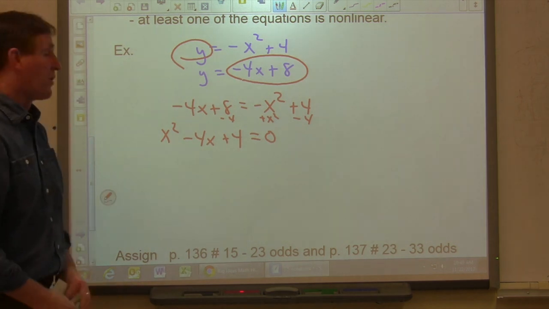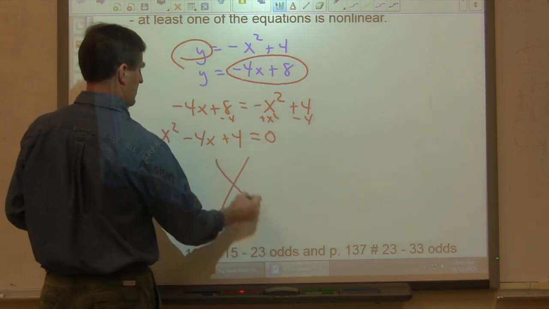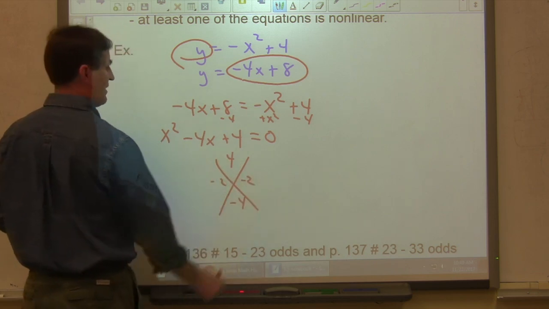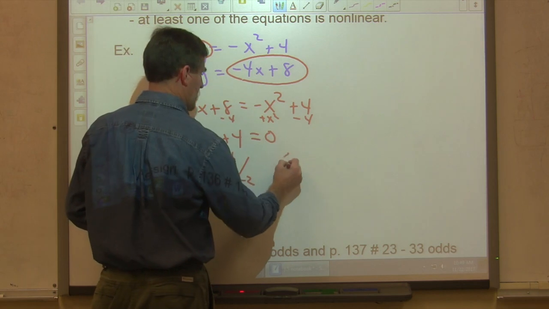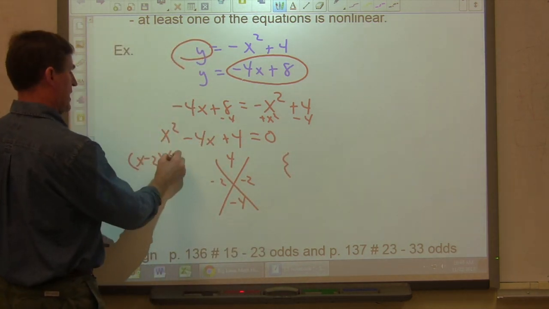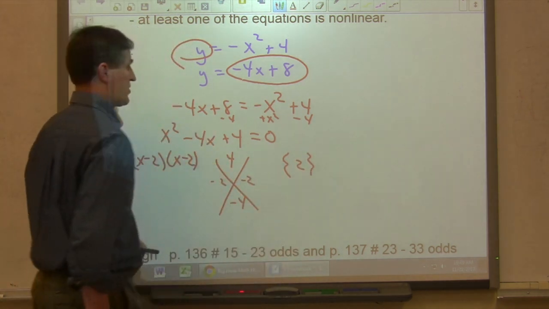Again, you can always use the quadratic formula, but I like to factor when I can. So 4 and negative 4, so negative 2 and negative 2. In this case, this would be x minus 2 and x minus 2, so x can only equal 2.